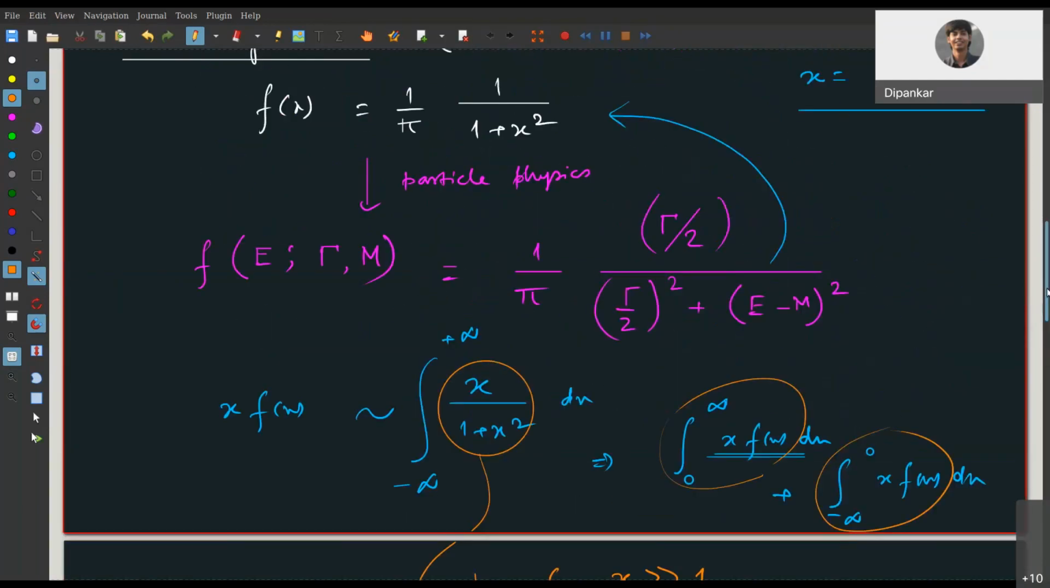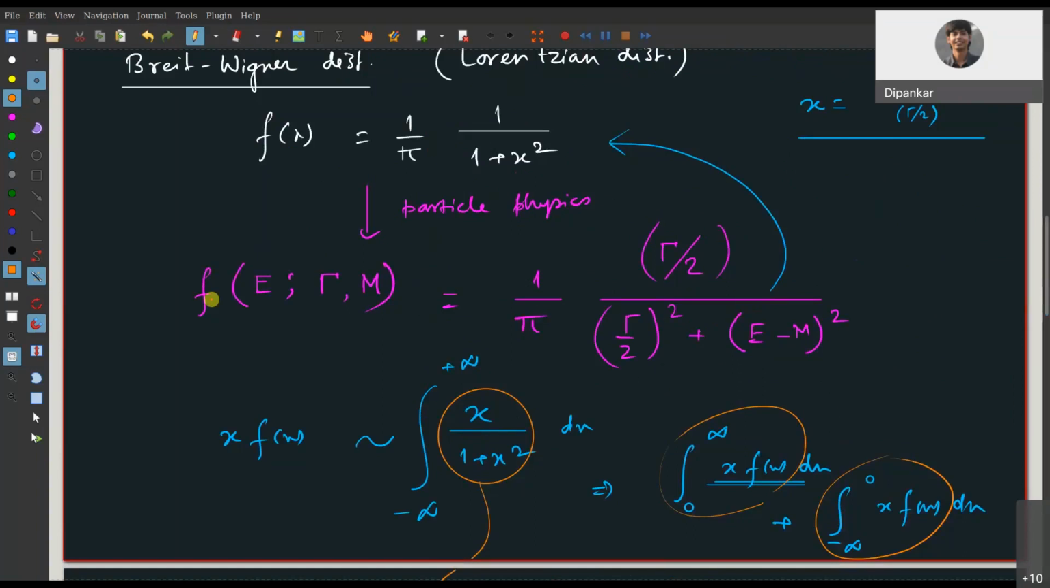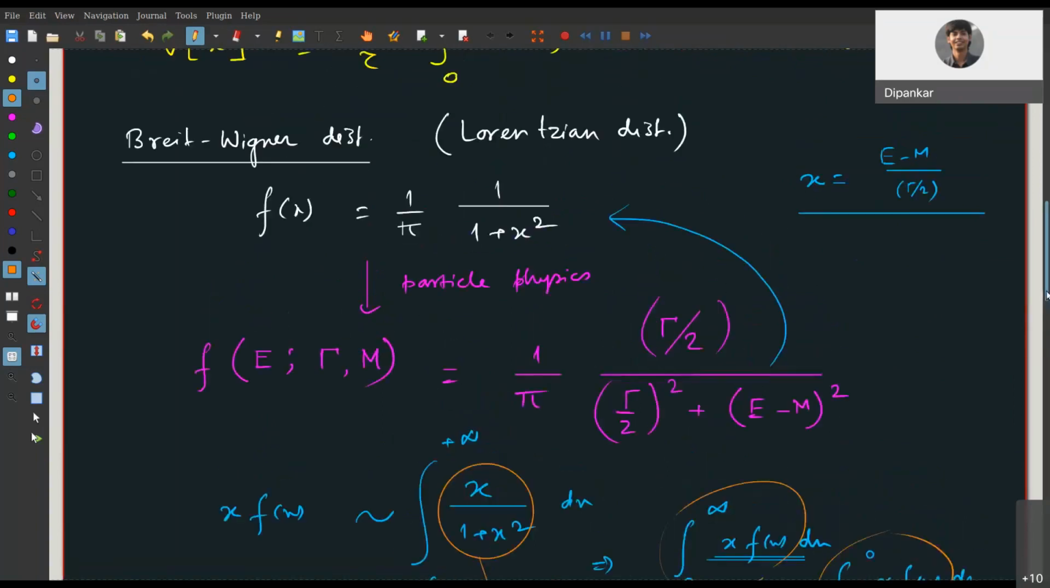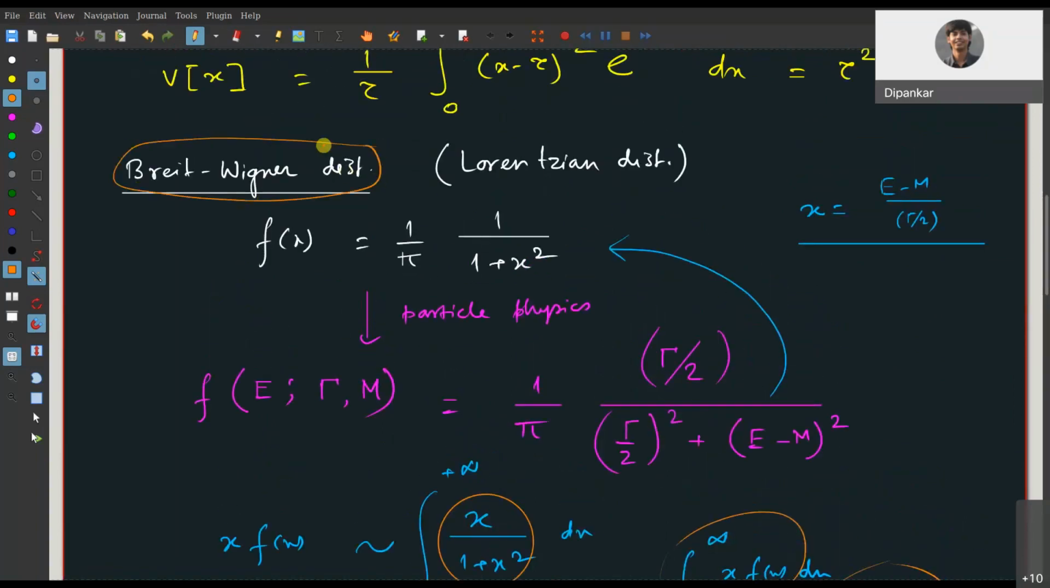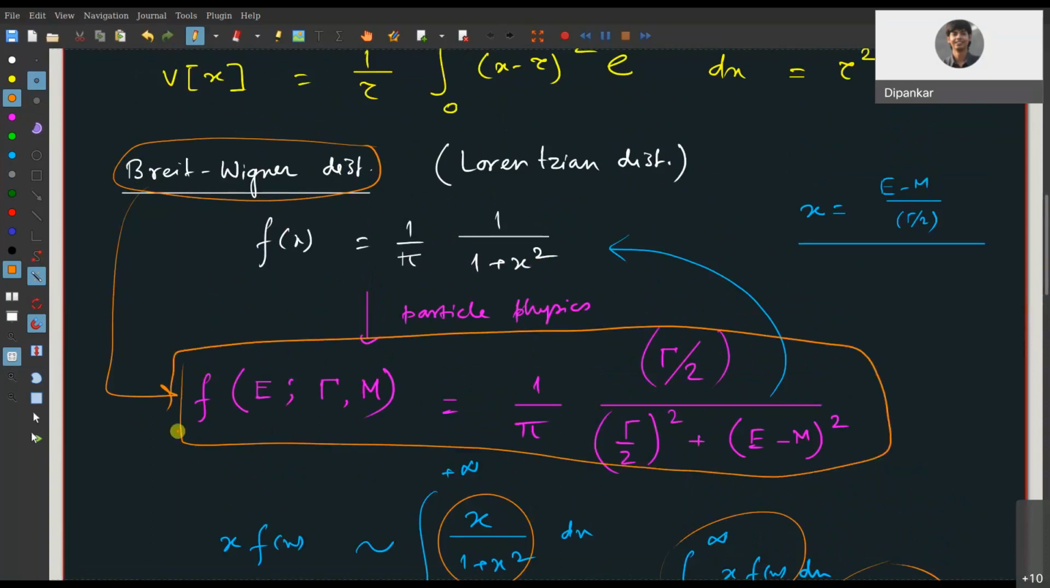The Lorentzian distribution, or rather, let's say Breit-Wigner distribution. So in particle physics, we see this thing. So this is the Breit-Wigner distribution. You will see very often that the scattering cross sections come out to be this form. So the scattering cross sections of a 2 to 2 process.